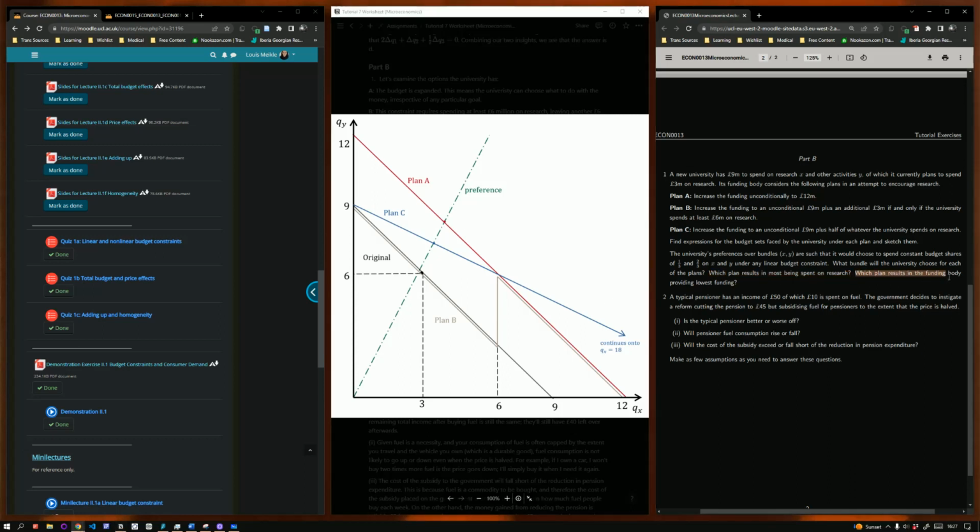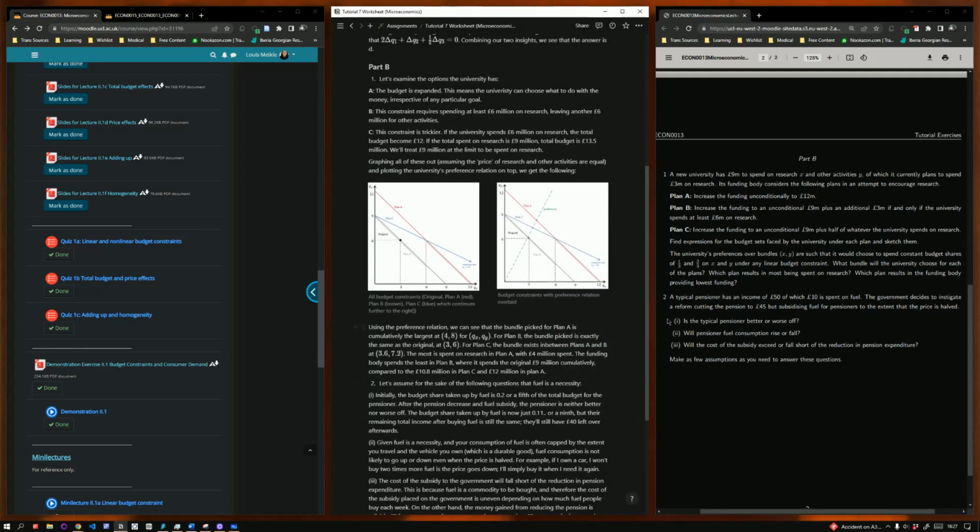Then we're asking which plan results in the funding body providing the lowest funding. Very simply, it's going to be what's cumulatively the least. In this case, that's just going to be Plan B. They're spending cumulatively 9 million. In Plan C, they're spending cumulatively, I think, 10.8 million, and in this case, they're spending 12 million. So Plan B is the cheapest, pretty much. That's the deal. I think that's it for the first question.